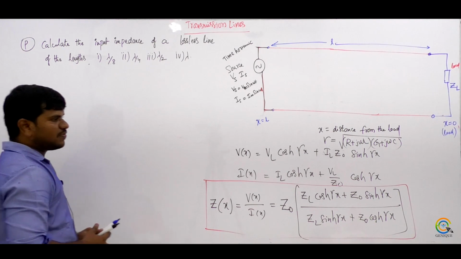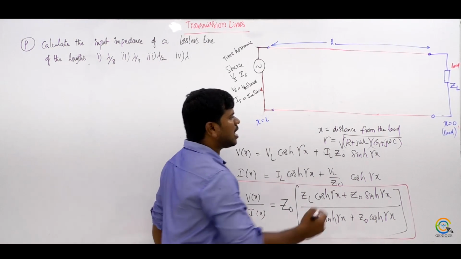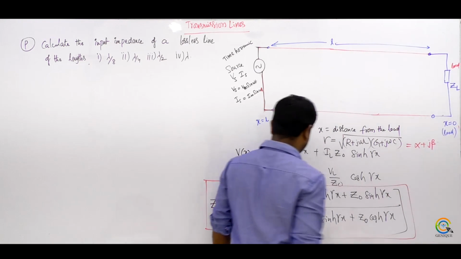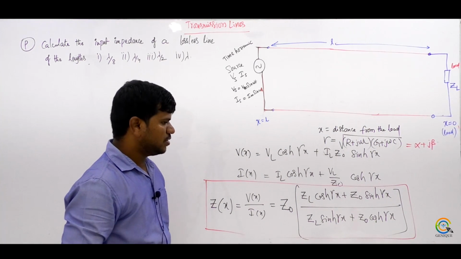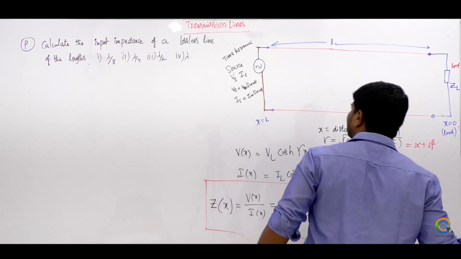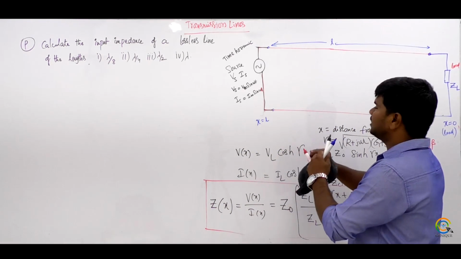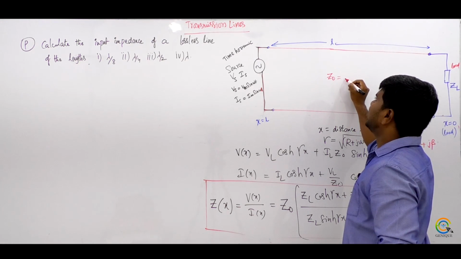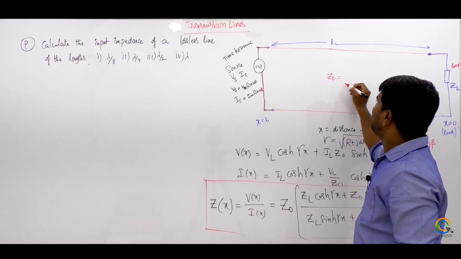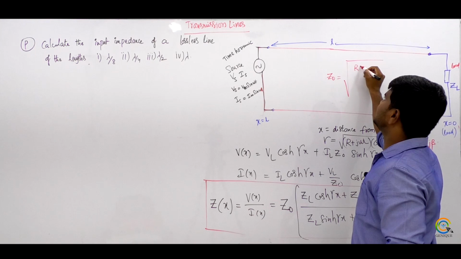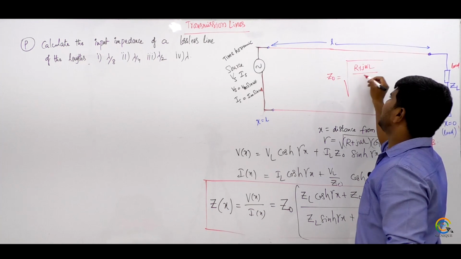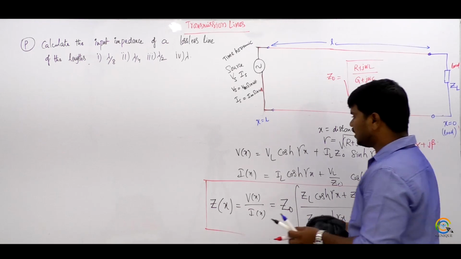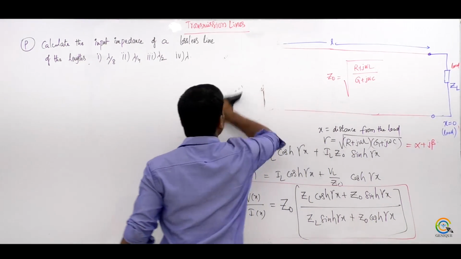So what is gamma? Gamma is equal to alpha plus j beta. Understand? Here ZL is the load, and Z naught is the characteristic impedance. What is the characteristic impedance? It is the square root of (R plus j omega L) divided by (G plus j omega C).